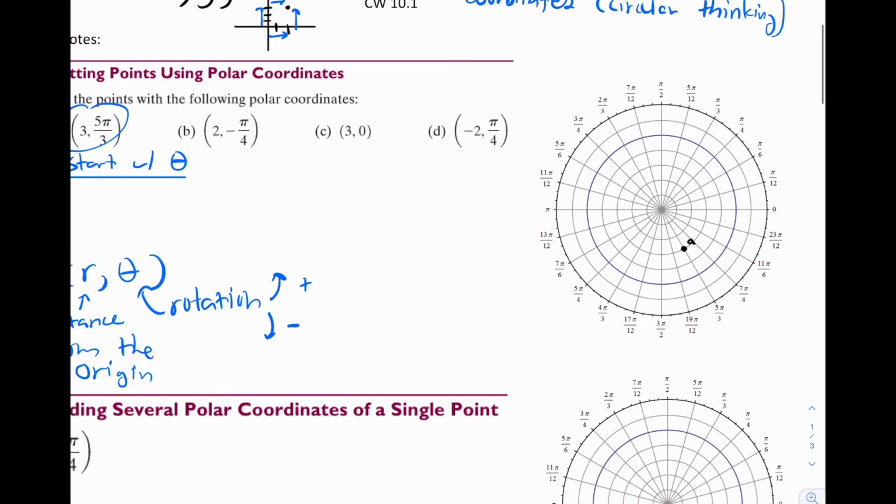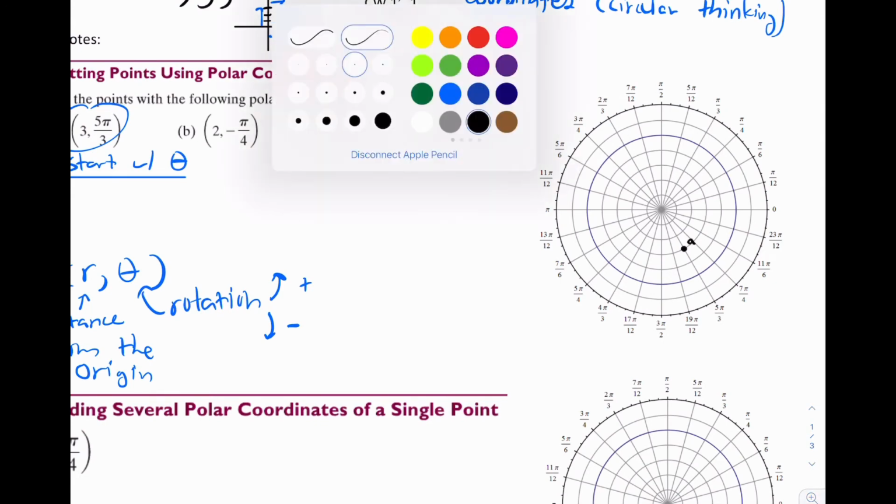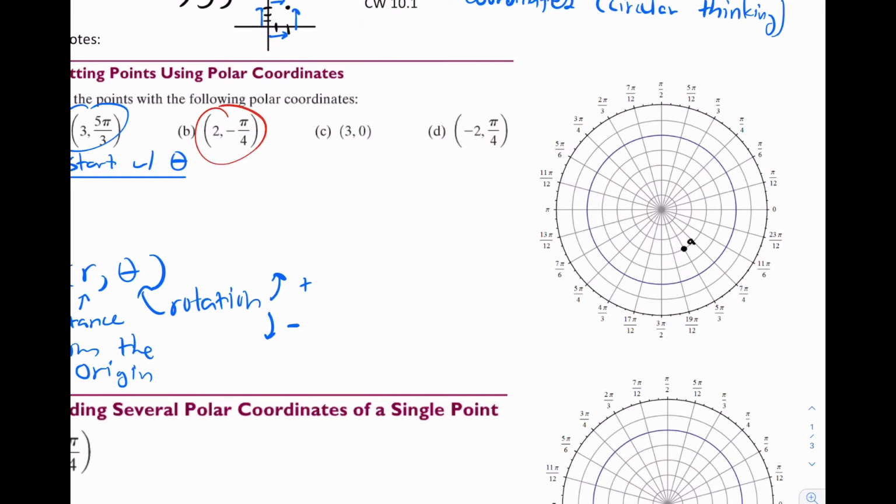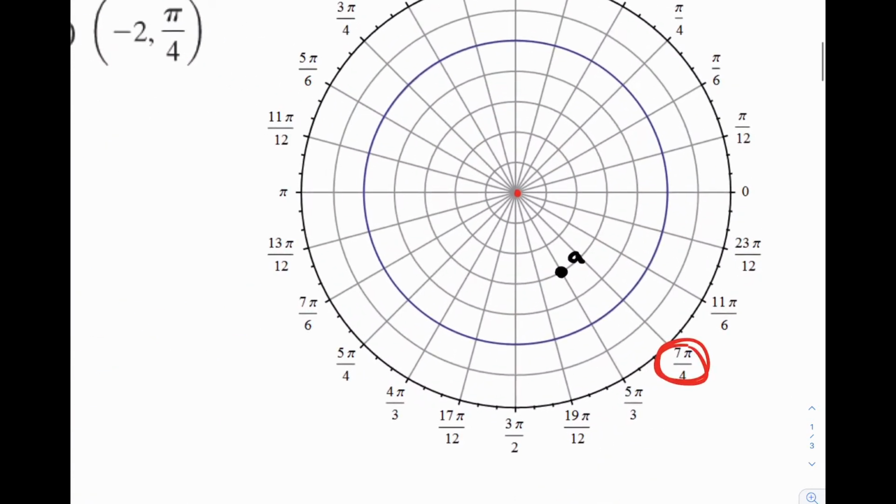Let's try another one. 2, negative pi over 4. I'll do this in red. Again, look at your angle. So rotate negative pi over 4. That would be right here. And imagine you're standing here. It says take 2 steps forward. So stay on the 7 pi over 4 line and just go 2 steps. 1, 2. There's your point, B.